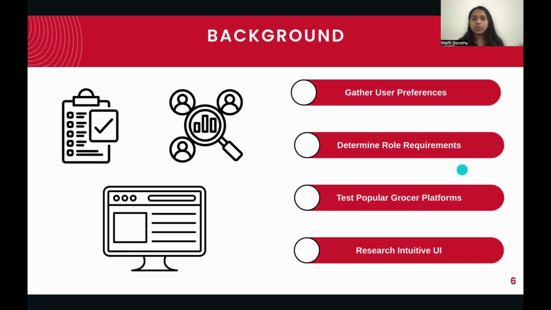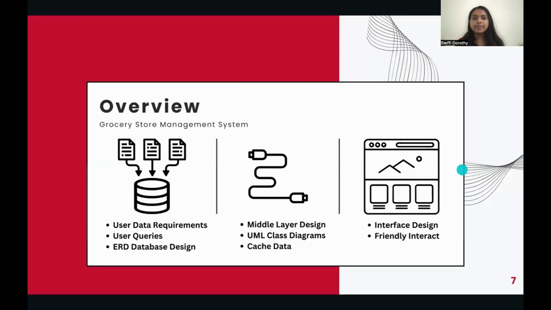Now, moving on to the overview of our project. We began by identifying key user queries like product searches or dietary preferences, which shaped our data structure and functionality. Next, we designed an entity relationship diagram to map how entities like users, products, inventory, and transactions interact. This formed the foundation for our backend.